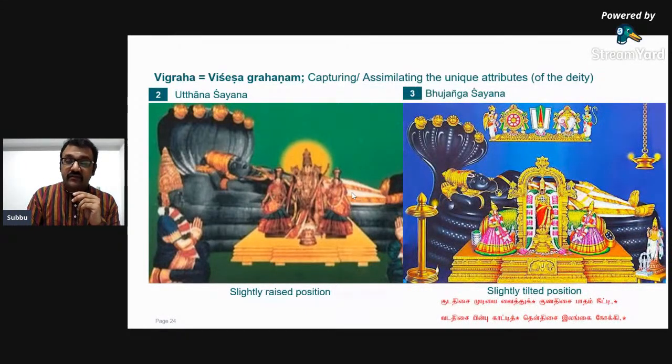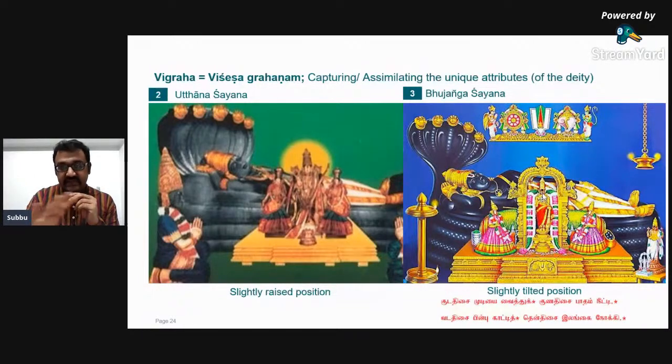The third is the Bhujanga Shayana Perumal, which is what you find in the famous Srirangam temple, the Ranganatha Swami. Ranganathan is in Bhujanga Shayanam. So definitely here also he is lying on Ananta, but it's not as raised as the Utthana Shayana Perumal. It's slightly more relaxed, but not as relaxed as Ananta Shayana, so it's somewhere midway. He is using one of these hands as armrest and the other hand placed across his legs. So a slightly tilted position, but not as raised as Utthana Shayana Perumal.